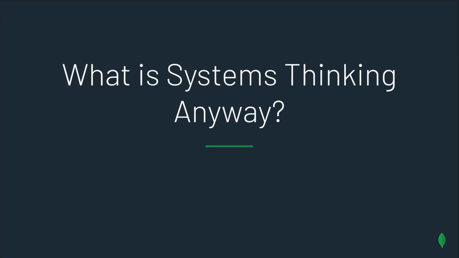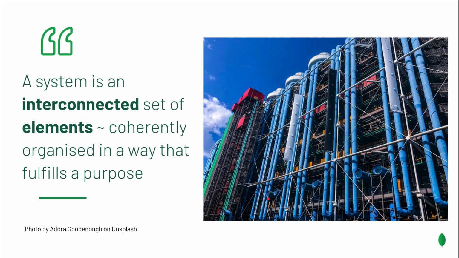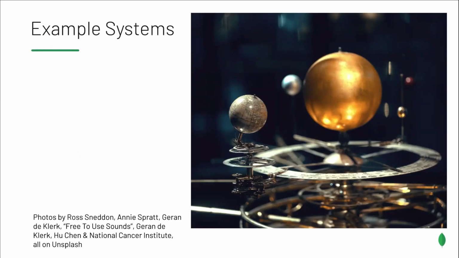So what is systems thinking anyway? A system is a set of elements or components that are organized together and fulfill a purpose. Let's take a look at some real-world examples. First, we have the solar system, our home in the universe. I couldn't find a stock photo on the internet, so here's a model of the system instead.